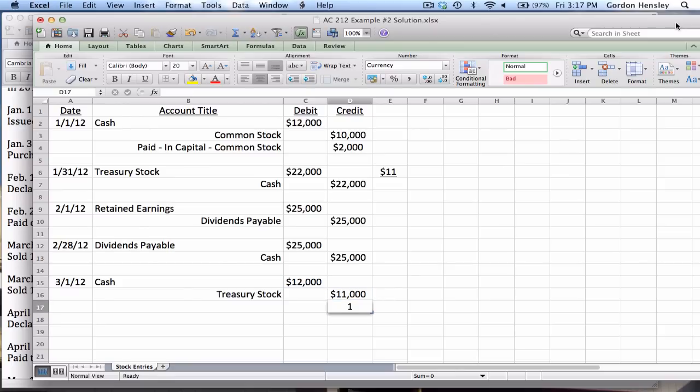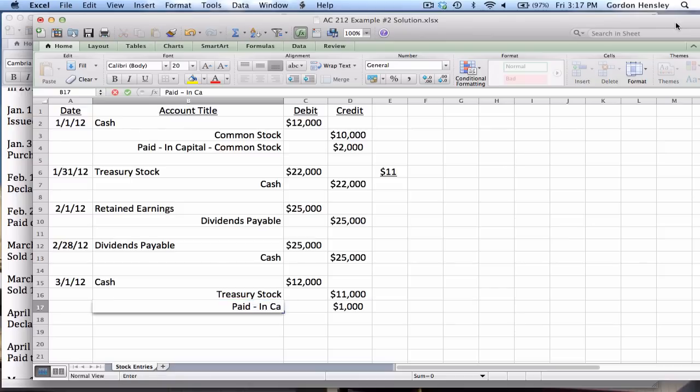So what that means is I've got an extra $1,000 here on the credit side. And what that is, is paid in capital, and this is on the treasury. So that's an extra $1,000 that I made on my treasury stock.